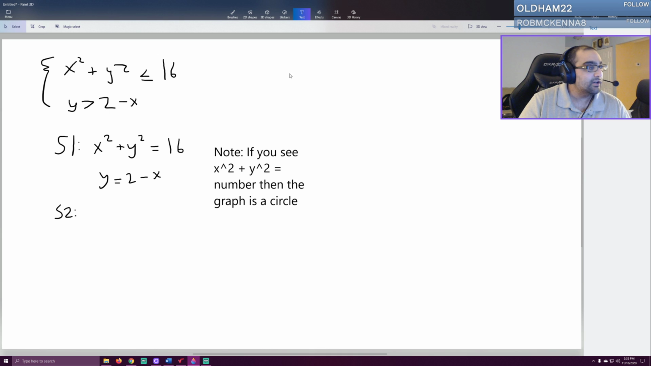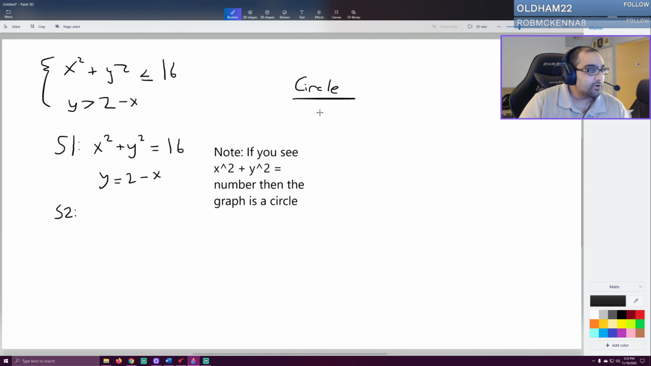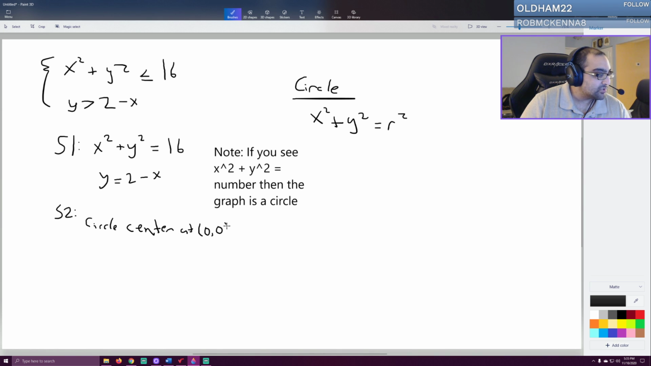Now, as a reminder, the specific equation of a circle is x squared plus y squared equals r squared. So if you want to find the radius, it is the square root of that number on the outside. So this first equation is a circle, centered at 0, 0, because it's x squared plus y squared. And the radius is equal to the square root of 16, which is equal to 4.